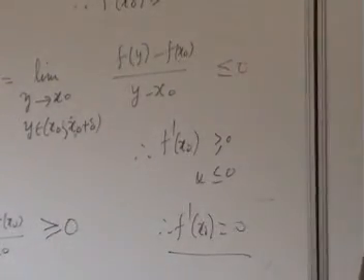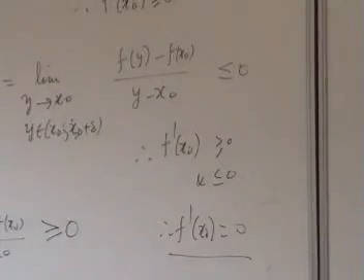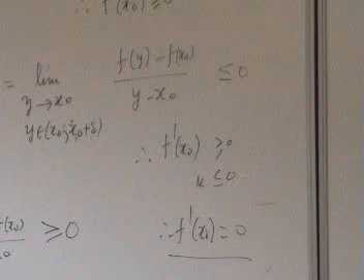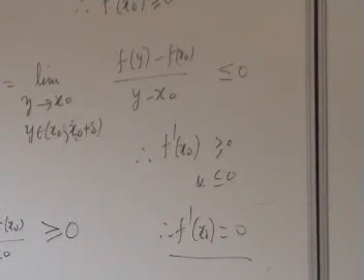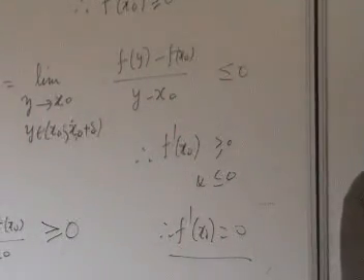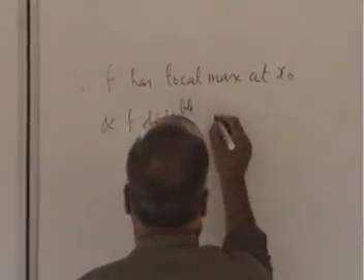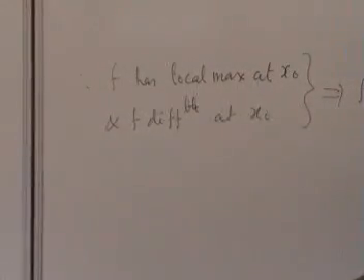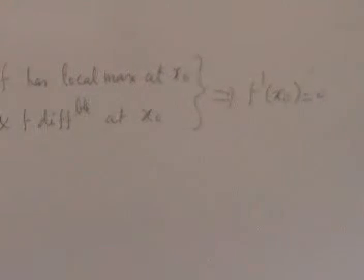This is the first fundamental result. If a function has a local max at x naught and it is differentiable at x naught, then the derivative must be equal to 0. This does not say that if the derivative is 0, it's a local max. It only says if it were a local max, the derivative will be 0. So f has a local max at x naught and f differentiable at x naught implies f prime of x naught is 0. I am not saying it the other way. So this is one of the first results.